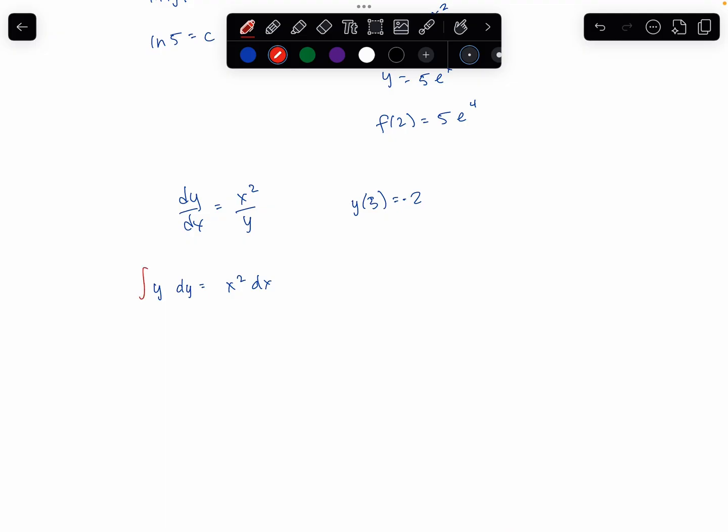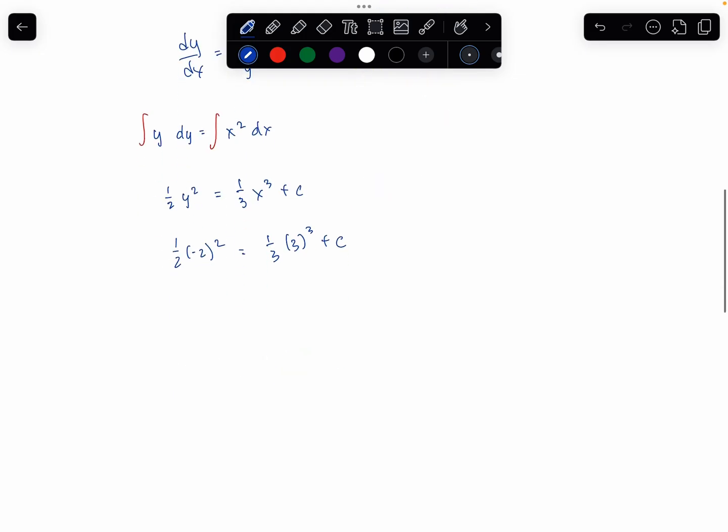I'm going to anti-differentiate like that, and I'll get 1/2 y squared equal to 1/3 x to the third plus c. I'll plug in my point, so I'll plug in 3 for x, negative 2 for y, so 1/2 times negative 2 squared equal to 1/3 times 3 to the third plus c. So that's going to be 1/2 times 4 equal to 1/3 times 27 plus c. That's going to be 2 is equal to 9 plus c. So c would be equal to negative 7.